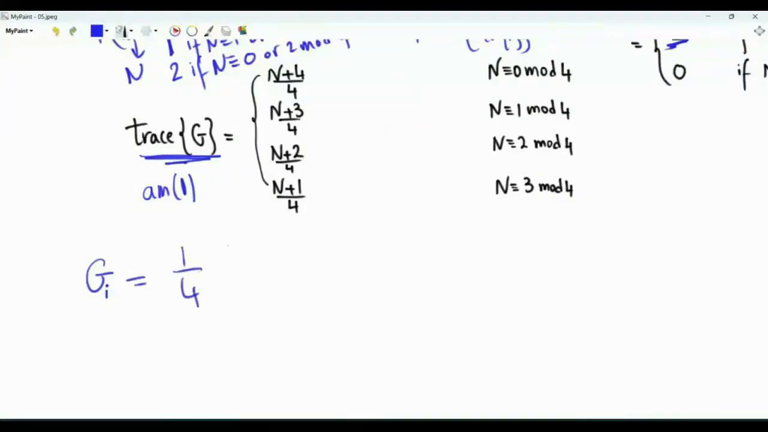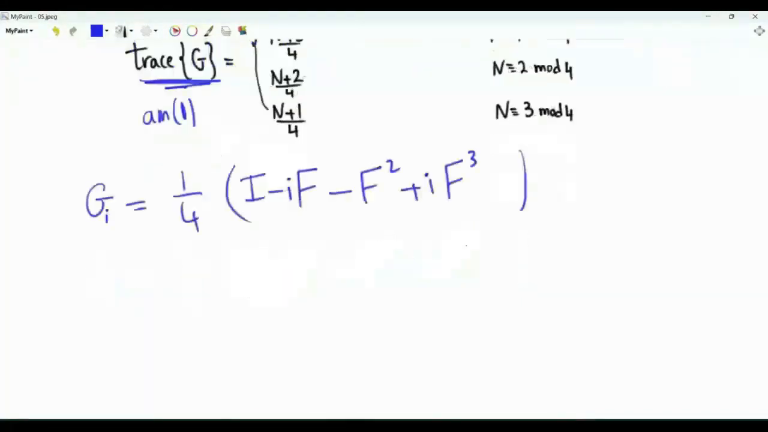I claim that it should be 1/4, and then we have the sum of 4 matrices. Those 4 matrices are identity minus I times the unitary DFT matrix F minus F squared, and then we add I times F cubed. Let's do our checks. Suppose that I have this matrix. Is it a Hermitian matrix? Gi Hermitian. This is 1/4. Hermitian of identity is identity. We are taking the Hermitian of this guy. Minus I becomes plus I. And F becomes F Hermitian.